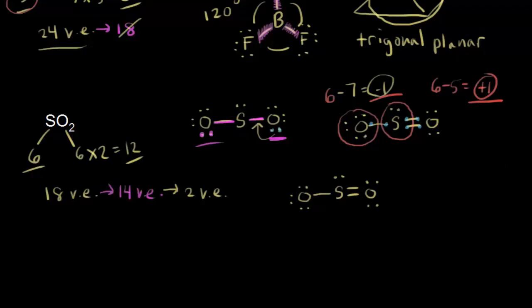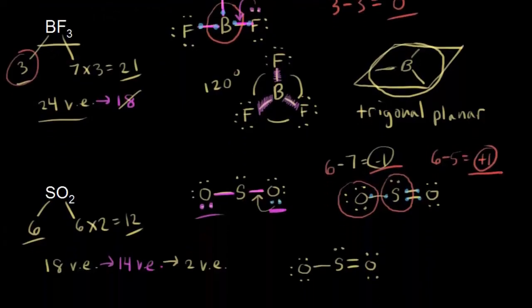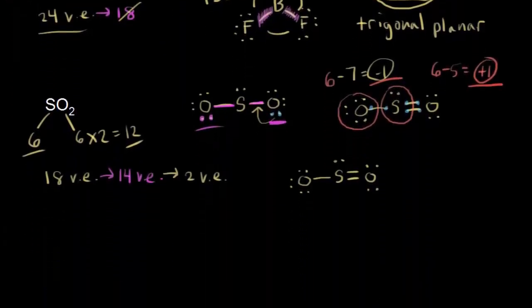We go back up to check our steps for predicting the shape, and now we are going to count the number of electron clouds that surround our central atom. So regions of electron density, which could be valence electrons in bonds, so bonding electrons, or non-bonding electrons like lone pairs of electrons. So we look at our central atom, right, which is sulfur, and let's see if we can count up our electron clouds.